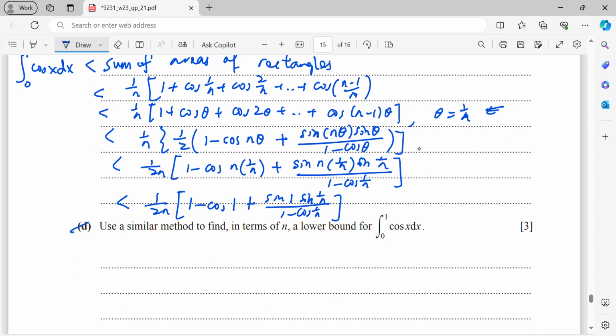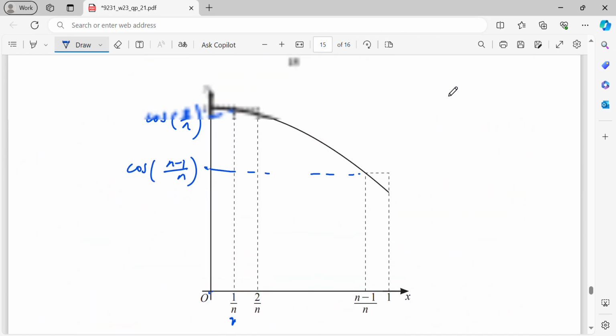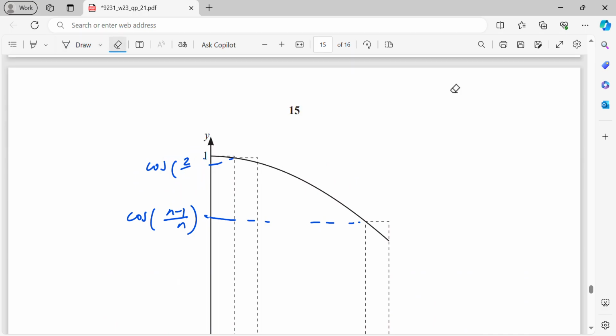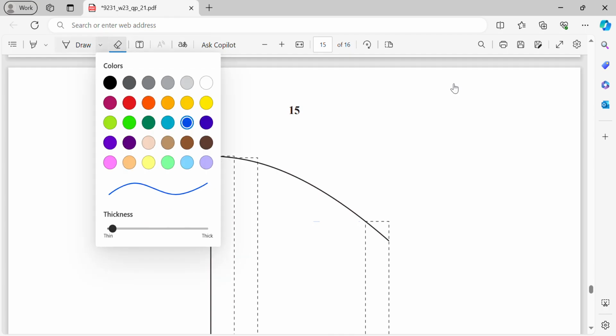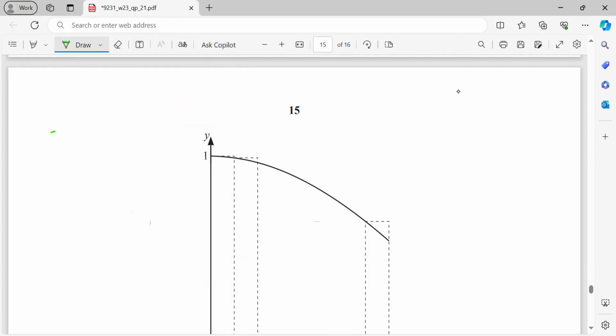Okay, now D, use a similar method to find in terms of n a lower bound for this. So when lower bound, right, which means now my graph no longer like this. I mean my rectangle is different. So just now I referred to the first ordinate of each. Right, now I will refer to second ordinate. That means my first graph is up to here, second graph is here. Okay, so my last graph is here. So that means this value is cos 1 over n. Then the second value here is cos 2 over n. And then the last rectangle, this is cos 1.